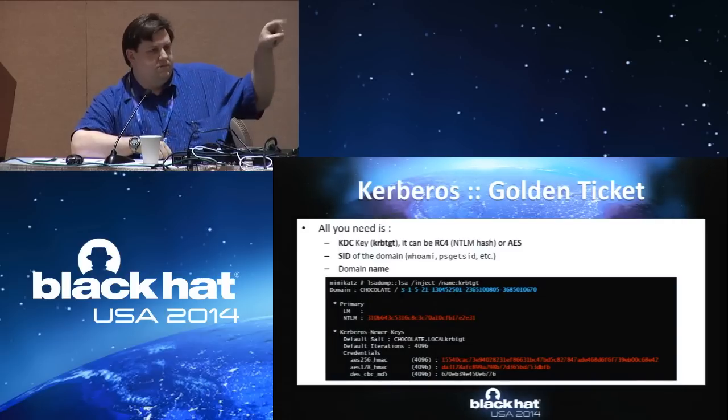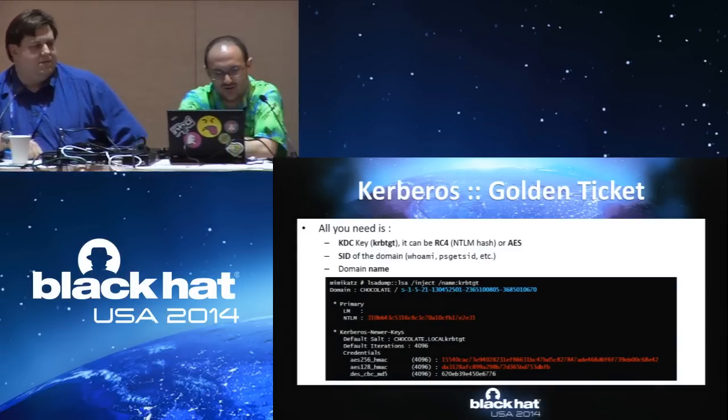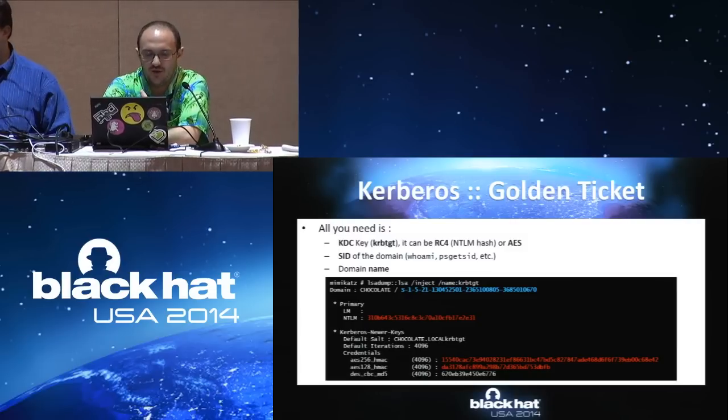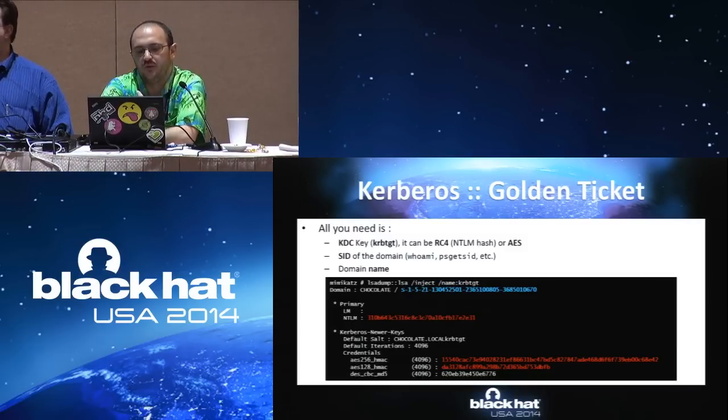Okay, so let's go technical. All you need for building your own golden ticket is the Kerb TGT keys. It can be an NTLM hash, it can be AES, even DES if you have it. You also need the SID of the domain. It's not a secret, it's public data on the domain. You can get it with whoami, or PsGetSid from Mark Russinovich, or something like this, on the domain name.